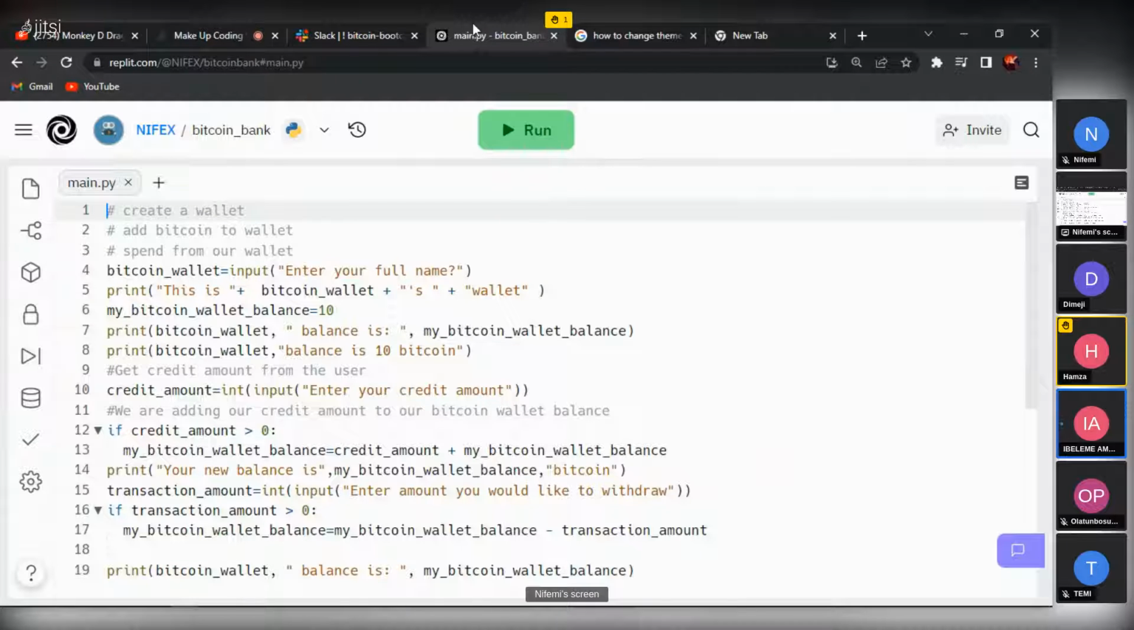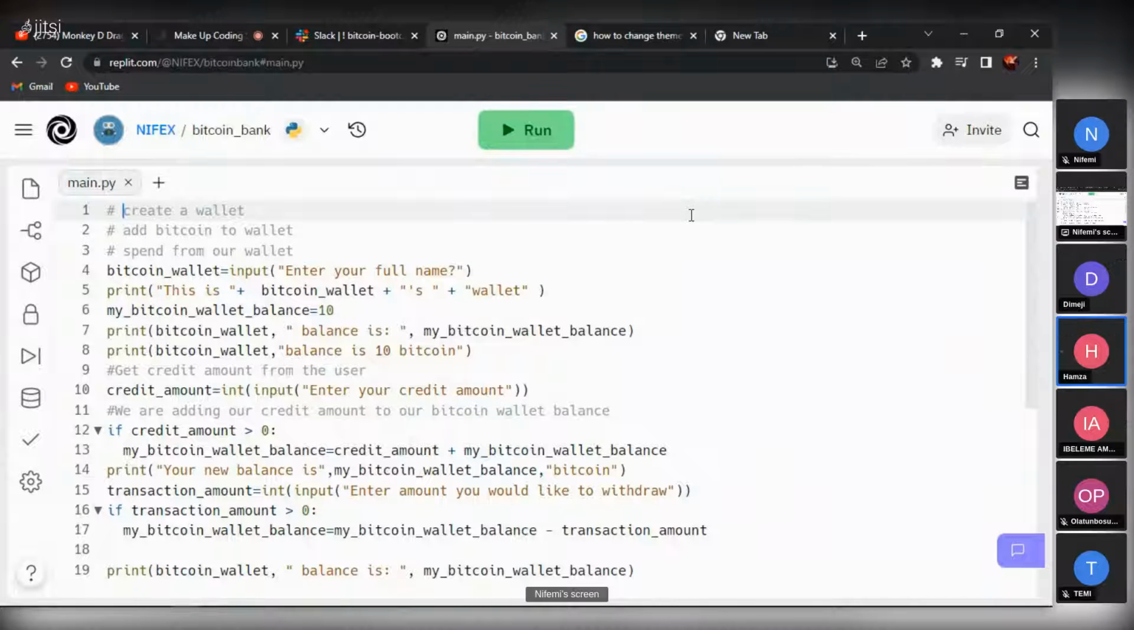The Bitcoin wallet, Amarachuku's Bitcoin wallet and the balance. Okay, how would it be presented? How would it be on the screen? I know you got this. Uh, I don't know, sir. Okay, Hamza, can you help us out?